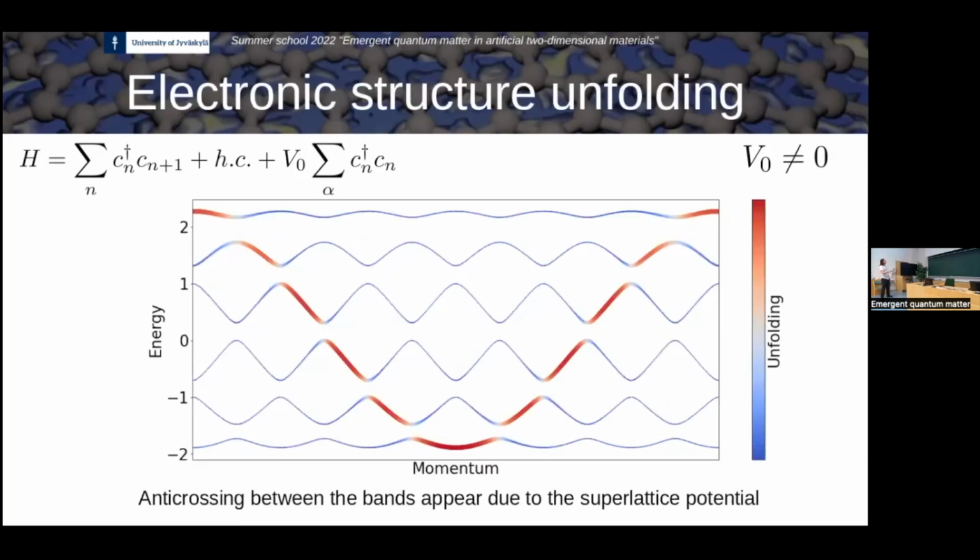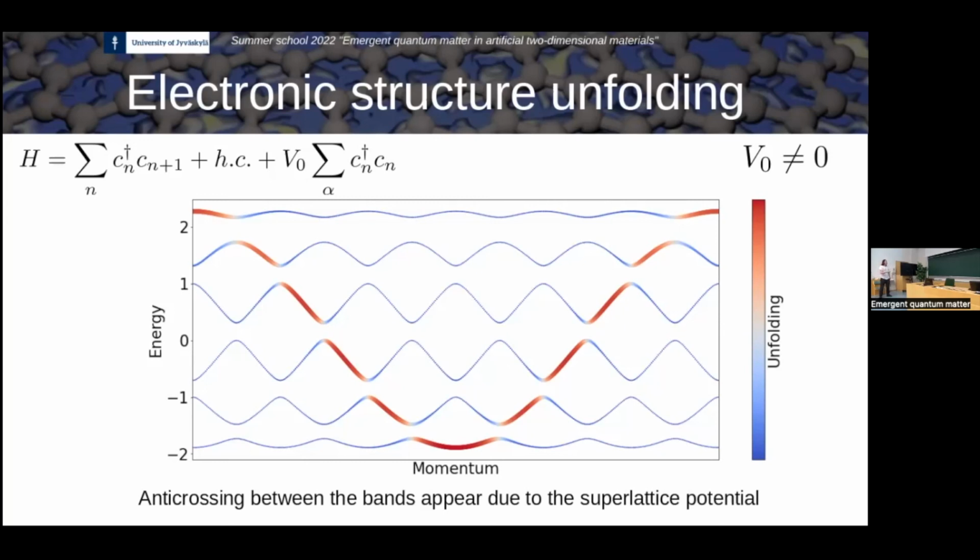So now if you add this lattice of impurities, so this superpotential, what you actually see is that you create anti-crossings in your bands. So if you had taken just a single Brillouin zone, you would see, let's say, up to here, right? So you would see your 6 bands with anti-crossings in between the bands.